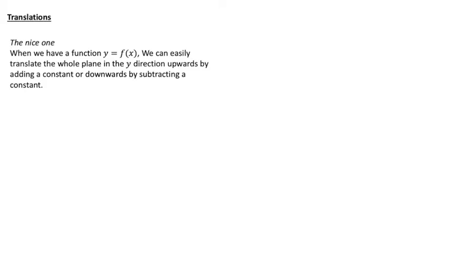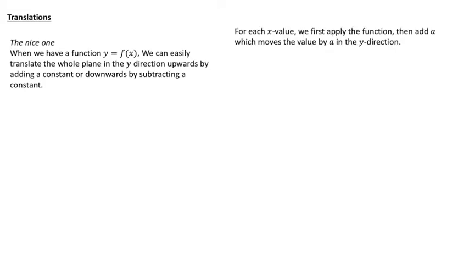So we're going to start with translations, and the first one we're going to look at I've called the nice one because it works relatively easily. This is when we have a function y equals f of x. We can easily translate the whole plane in the y direction upwards by adding a constant, or downwards by subtracting a constant. What that means is for each x value we first apply the function itself and then we add a, and that just moves the value by a in the y direction.